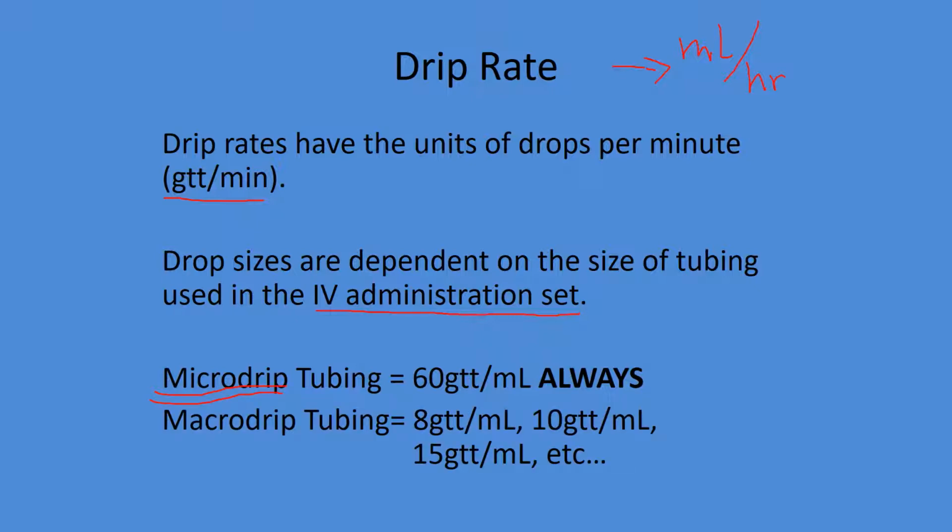Macro drip tubing is anything besides micro drip tubing, and they will have to give you the value of the drops. So standard is probably 10 drops per ml. You can get a little bit bigger, a little bit smaller. And also depending on the viscosity of the IV, it may change the drip rate as well.